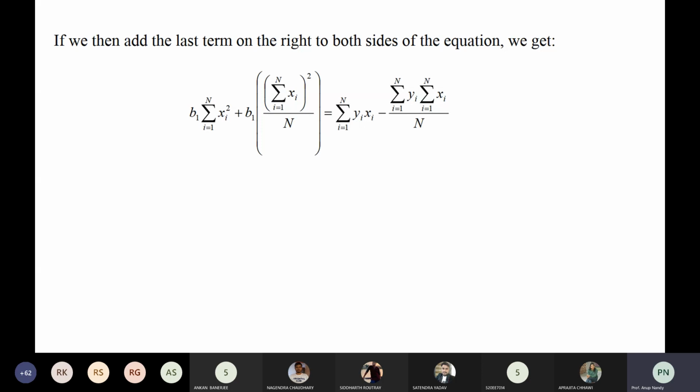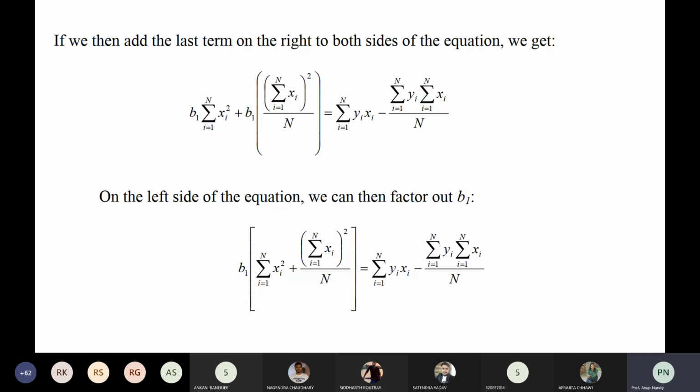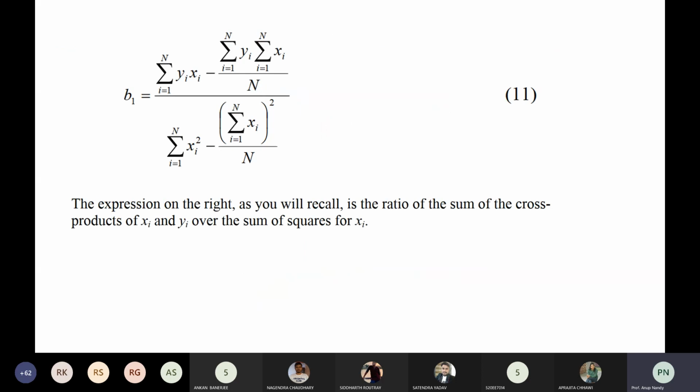Okay, now you just take b1 as common from the left hand side expression. On the left hand side of the equation, you can then factor out b1. Then you are going to have the sum from i equals 1 to n of xi square minus 1 by n times the square of the sum of xi, and these things. Okay, then b1 is equal to these expressions. This is expression number 11.